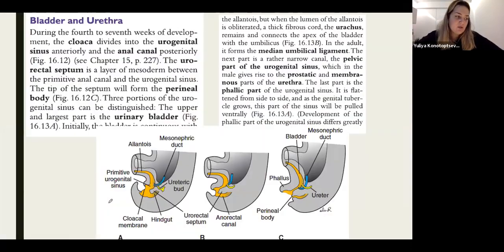Okay, bladder and urethra. So as you have told me, this is the urogenital sinus. This is the bladder.